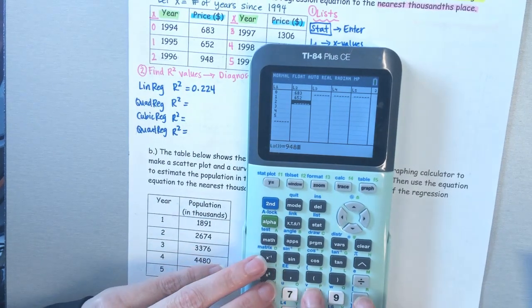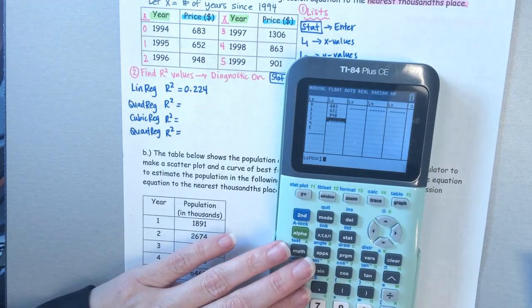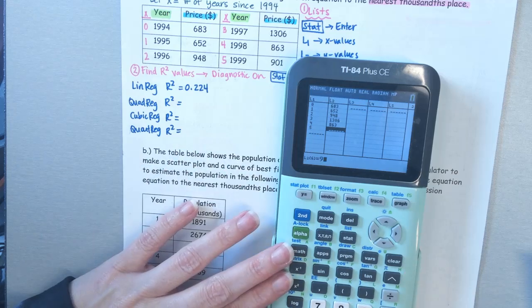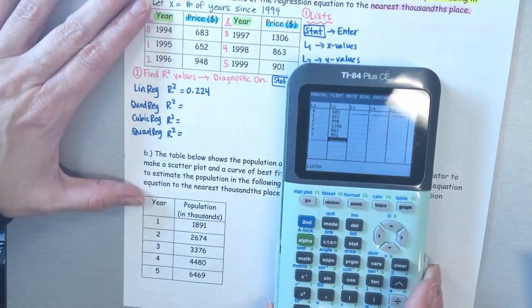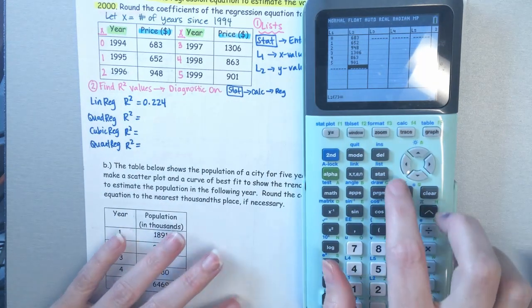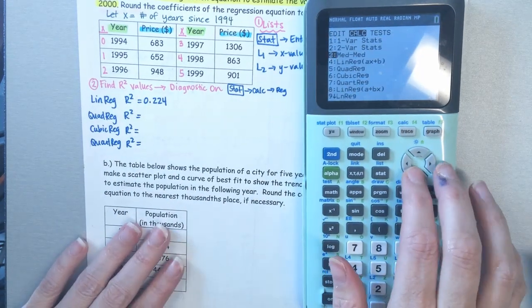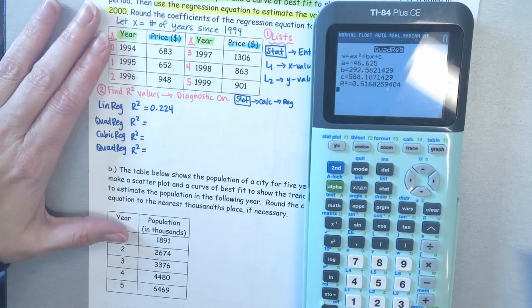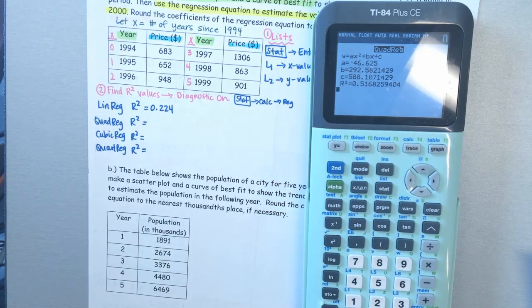652, 948, 1306, 863, and the 901. Okay, and then to find all of the regressions, you're going to go to Stat, arrow over to Calc, and then once you do your quadreg, you go to Calculate, and then you should have your R squared if your diagnostic is turned on. Anytime you reset your calculator, it turns your diagnostic off.